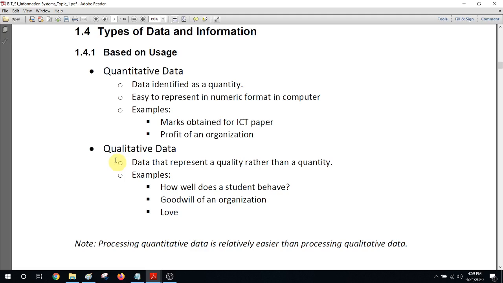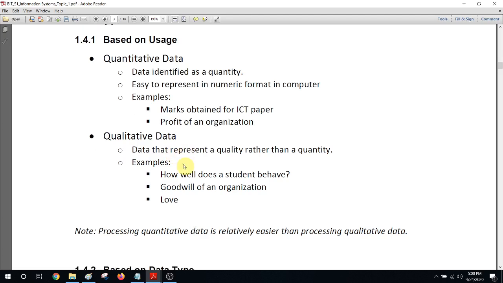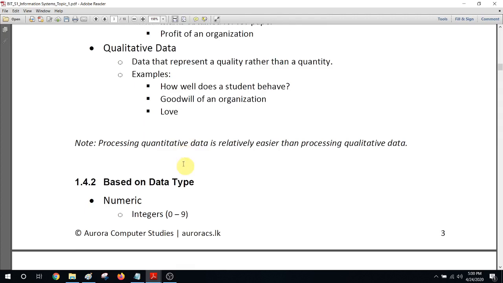Then we have qualitative data. Those are qualities, not quantities. Things like kindness, love, whether someone is good or bad. Those things are called qualitative data. Qualitative data has a lot of challenges when it comes to information systems and computers. Why? One thing is it's more difficult to represent. Another thing is it's more difficult to process. So that is where we have concepts like fuzzy logic processing, artificial intelligence, and stuff like that, especially to process these qualitative data. Okay.